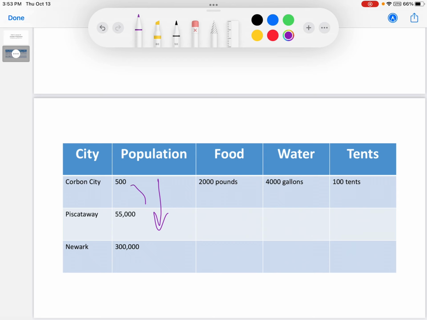So, how do I go from 500 to 55,000? Well, to figure that out, I'm going to divide. 55,000 divided by 500 is 110, so I'm multiplying by 110. So, I should multiply each of these by 110.